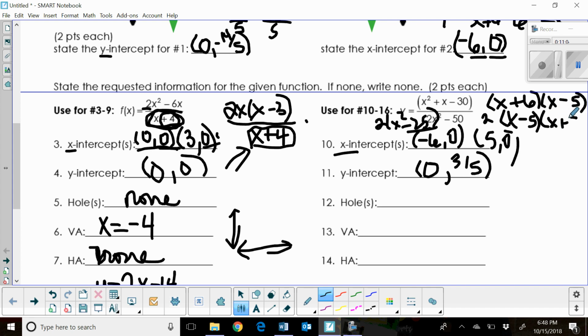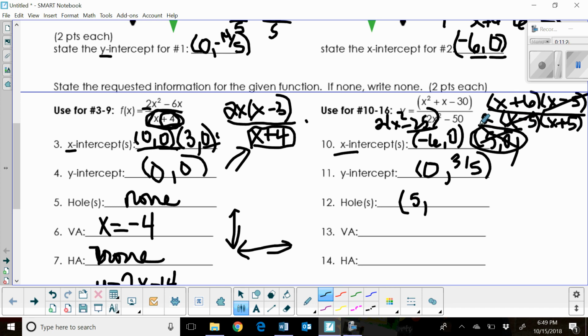Okay, what do we see here? We have a hole because those two factors, x minus 5, cancel out. So this 5 right here is actually not an intercept. It's a hole. So let's go down here and put 5 as our hole. Now, if we do that, we need to find the y-coordinate.